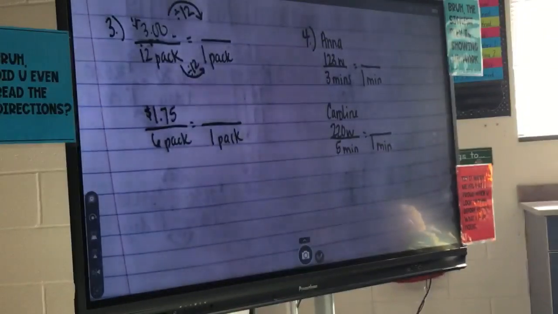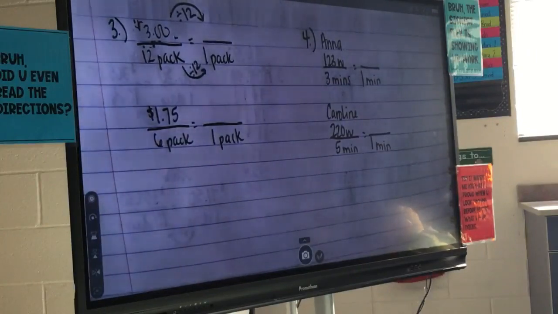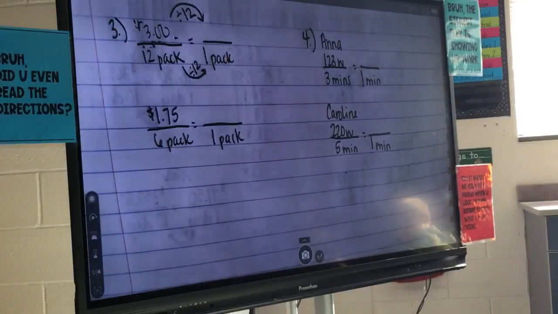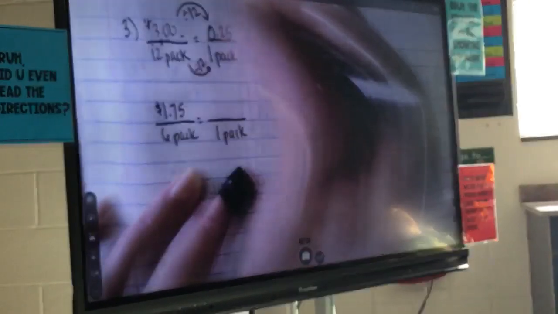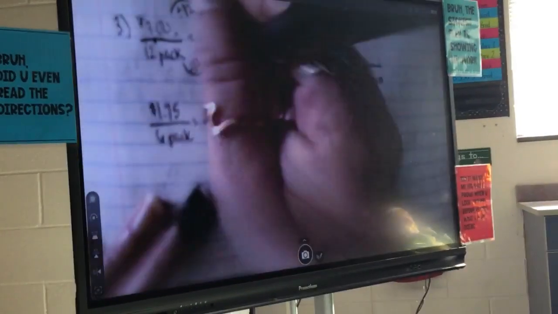Raise your hand and tell me how much is it for one soda when you do $3 divided by 12. I had at least 8 people standing up, so there should be at least 8 hands up. If you're not done, you should be writing along with me as we're going over this. Silas? 25 cents. Okay, so that's 25 cents per one.